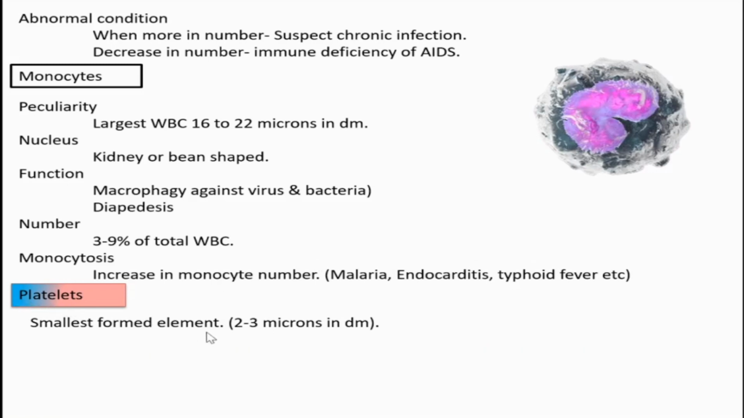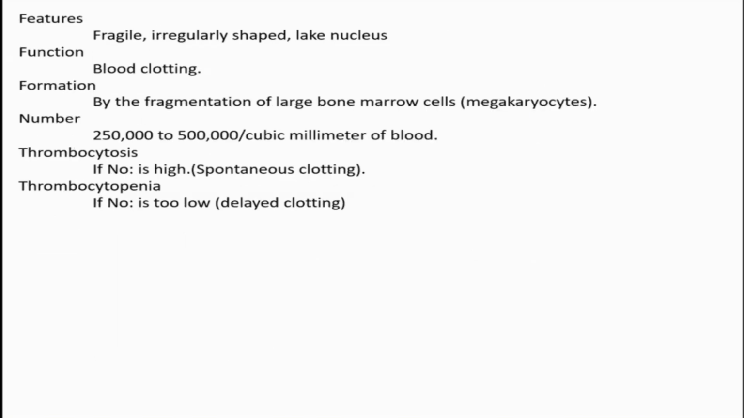Then platelets. Platelets are the smallest formed elements. Its size is 2 to 3 microns in diameter. It is fragile, irregularly shaped, and lacks a nucleus. Then its function is blood clotting. Blood clotting is the main function of platelets. And its formation is by the fragmentation of bone marrow cells.